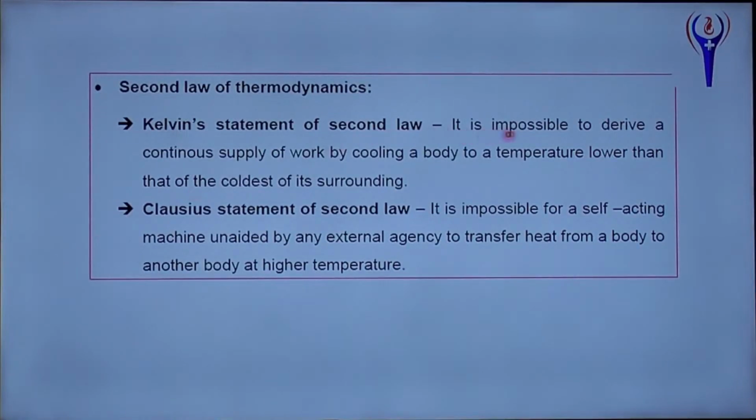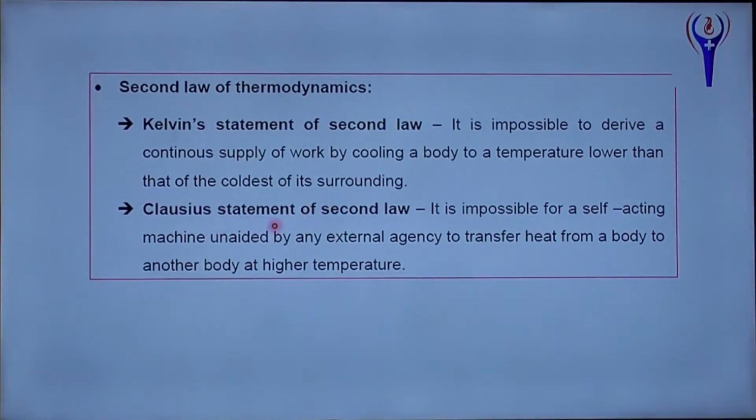The actual Kelvin statement is: it is impossible to derive a continuous supply of work by cooling a body to a temperature lower than that of the surrounding, that is, the temperature inside a refrigerator lower than the surrounding temperature. But it is possible only when we initially do some external work. By itself it is not possible.